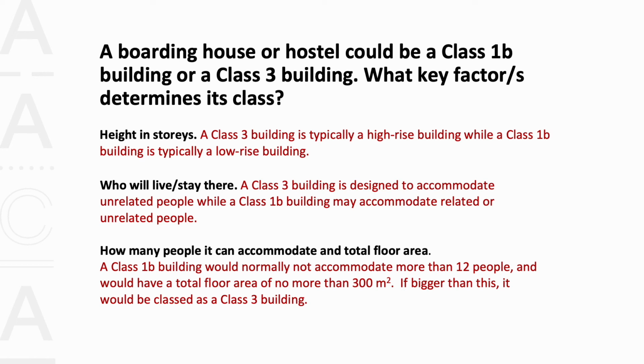We also look at how many people it can accommodate in the total floor area. So a Class 1B building would normally not accommodate more than 12 people and would have a total floor area of no more than 300 square metres. If it's bigger than this, it would be classed as a Class 3 building.